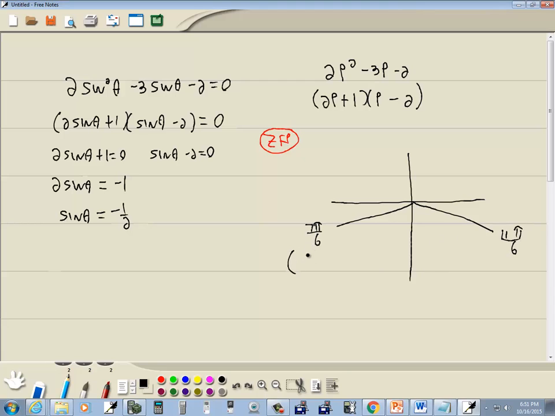Now this point right here would be, if I think in terms of my x first, negative square root of 3 over 2, and my y will be negative 1/2. Now this point over here, in terms of my x, the x is going to be positive. So we'll have a positive square root of 3 over 2, and y will be negative 1/2. Now we're trying to find sine, and sine is our y. So here's negative 1/2, and here's negative 1/2. So my answers there would be theta is equal to 7 pi over 6 and 11 pi over 6.